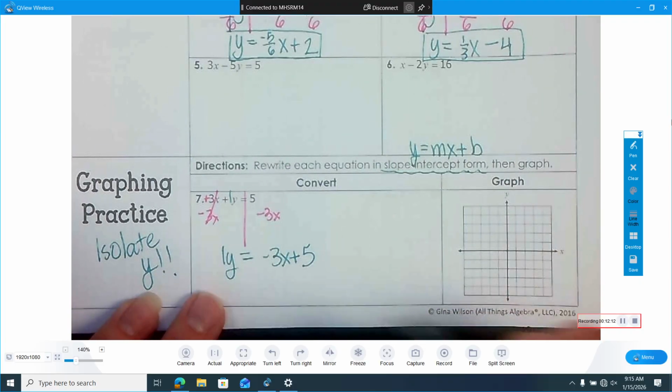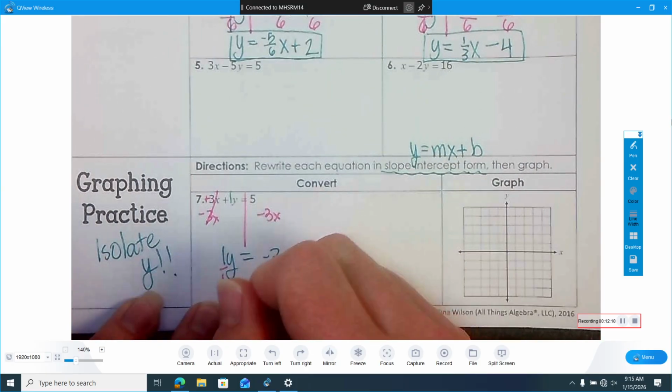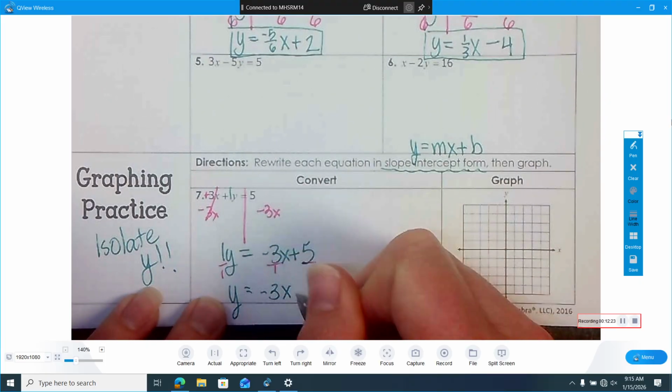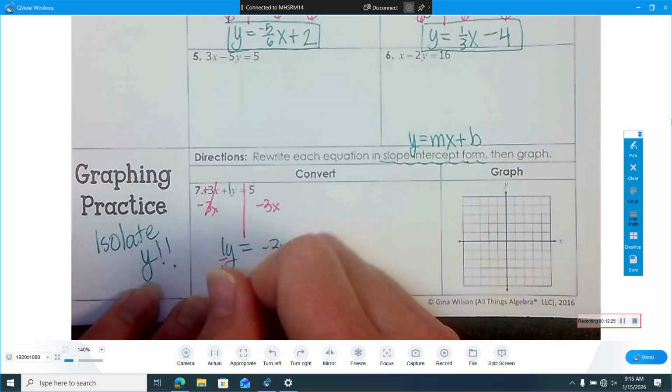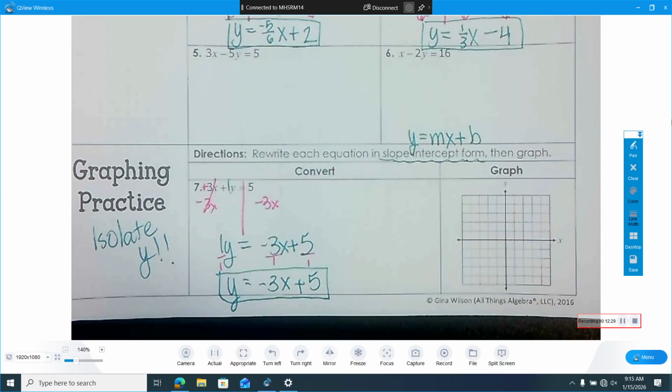Beautiful. And then I need to do what? Divide by 1. But I can divide everything by 1. Does it change anything? No. -3 divided by 1 is still -3. 5 divided by 1 is still a 5. But we have slope-intercept form, which is beautiful.